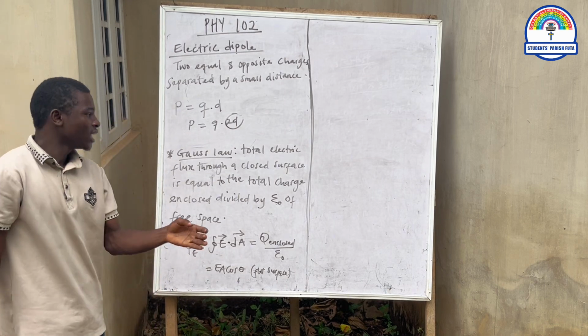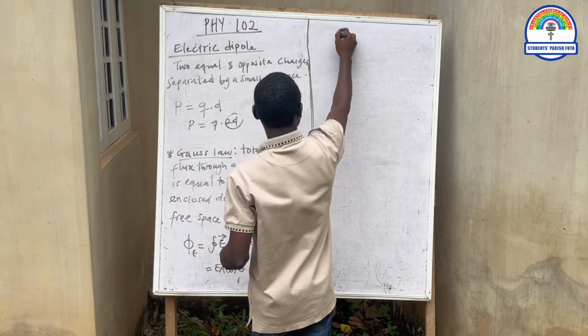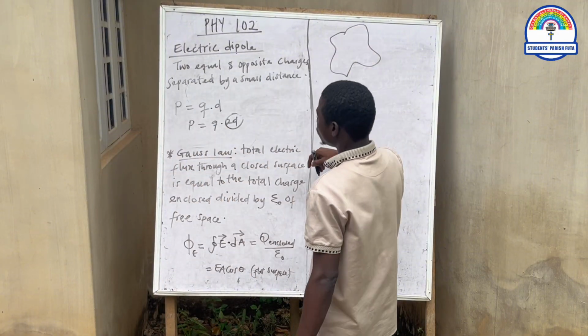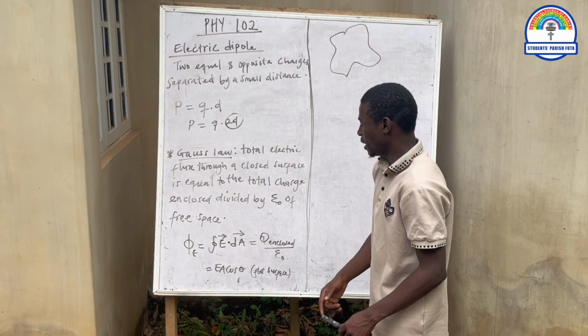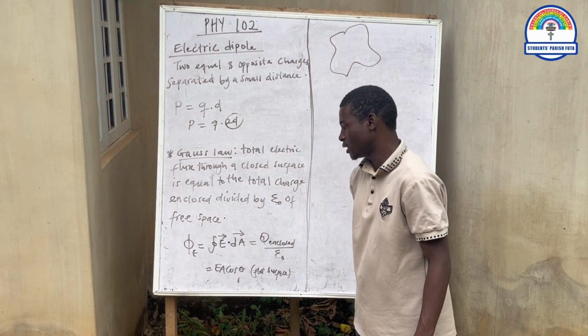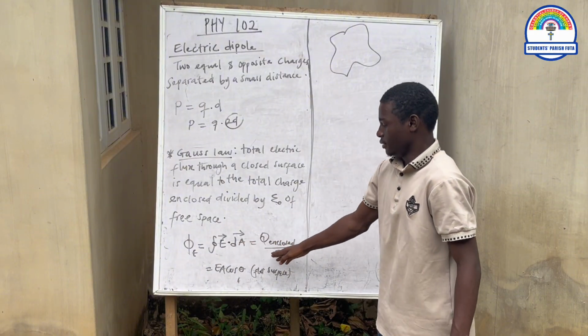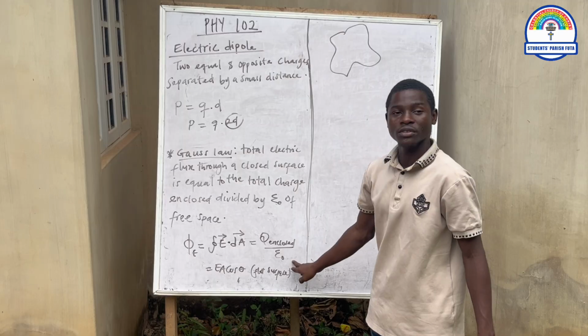Gauss's law states that when you have a closed surface, the total electric flux through it is equal to the total charge enclosed divided by the permittivity of free space. So this is it: the total electric flux is equal to the total charge divided by the permittivity of free space.